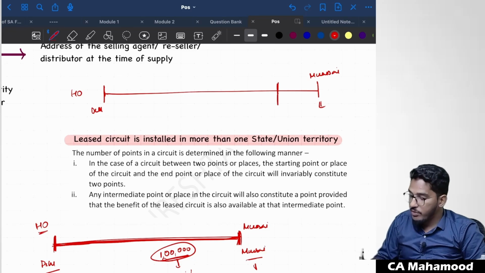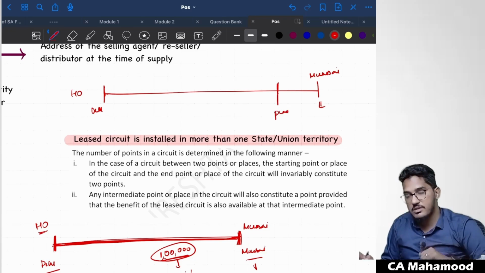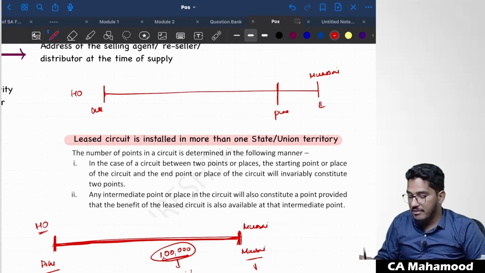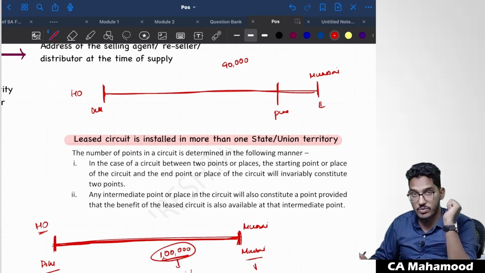And this leased circuit point is going through Pune location also. In Pune also I have one more branch. There also they have kept one leased circuit point. And for this entire value, they are collecting some 90,000 rupees. For providing this entire circuit, they are collecting 90,000 rupees from me.